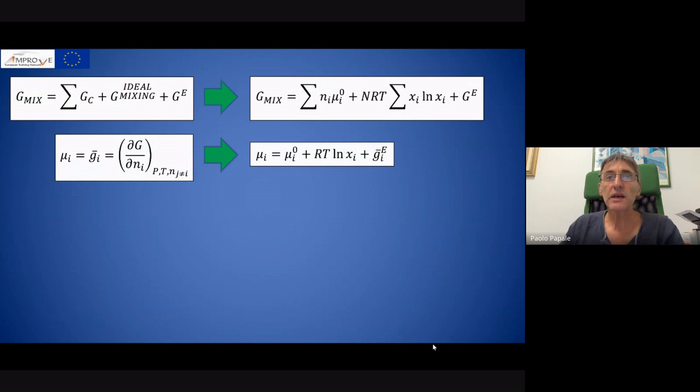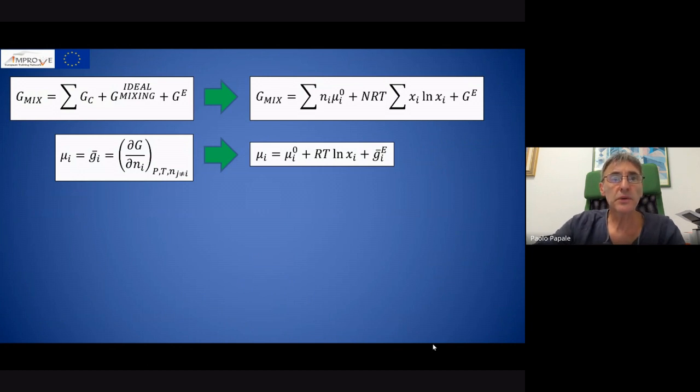This turns out to be given by the chemical potential of the individual component, here indicated with a 0 at the apex, plus a term which embeds the contribution of that component to the ideal entropy of mixing, plus a third term which is simply the partial molar excess Gibbs energy of the component, or in other words, the contribution of the component to the excess Gibbs energy.